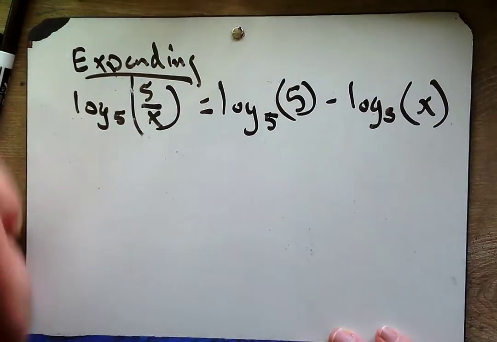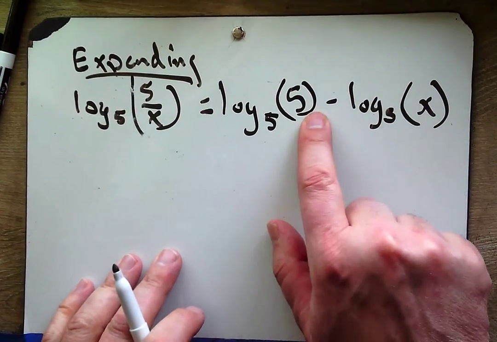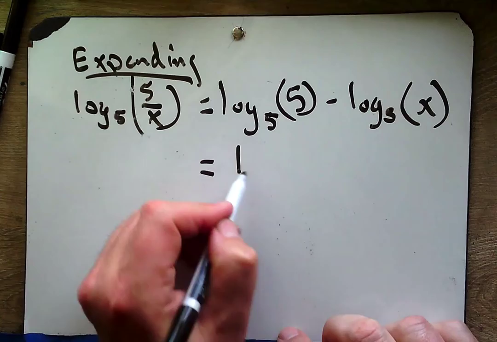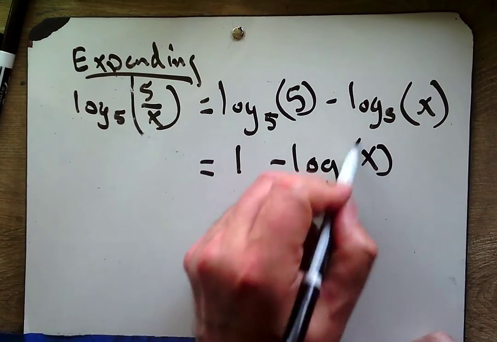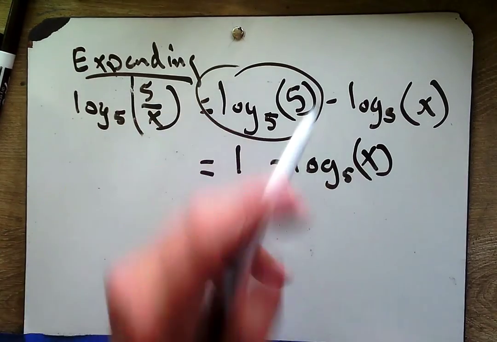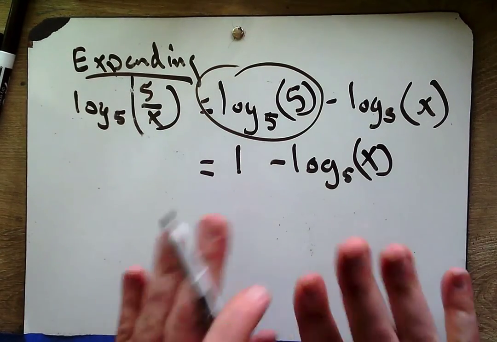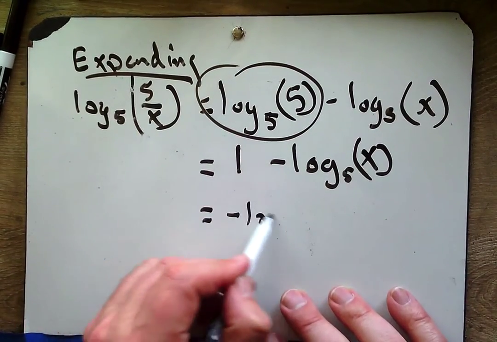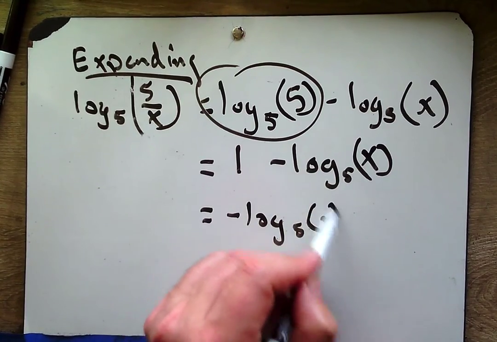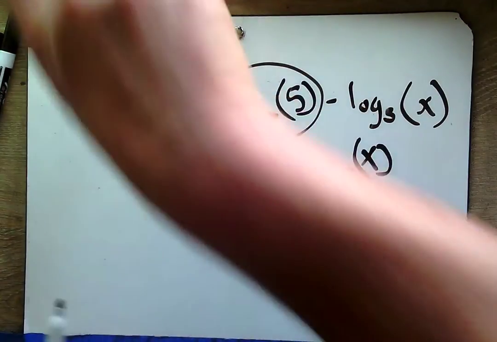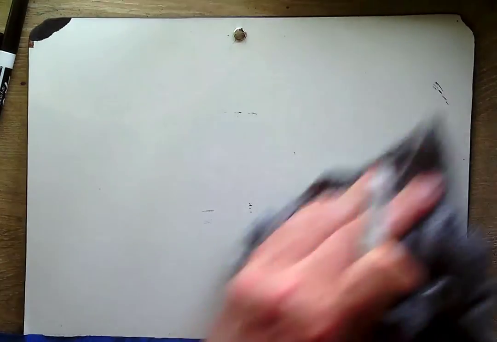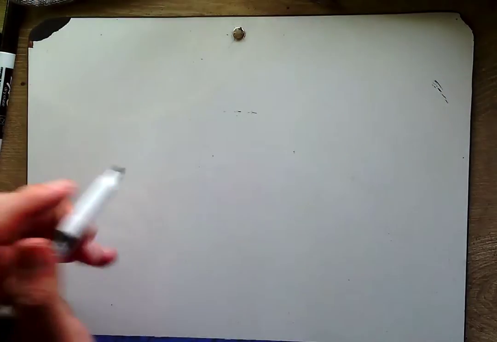All right. I will say this isn't quite done. What's log base 5 of 5? That's right, 1. And you won't get this right if you leave this unsimplified. So we'll take this, or negative log base 5 of x plus 1. Just flip that. All right, so that's what expanding looks like.